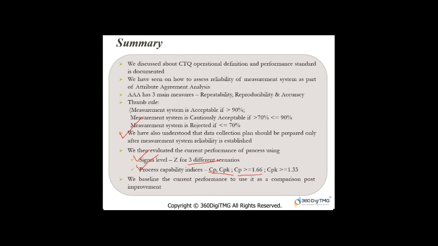CP value should be greater than or equal to 1.66 for you to say that the variation in the process is less. CPK value should be greater than or equal to 1.33 for you to say that the process mean is closer to the target. Why are we doing all these things? Because we want to baseline the current performance, right? And we keep it handy to compare it against the values at a later point of time to check whether we have actually achieved some improvement or not.